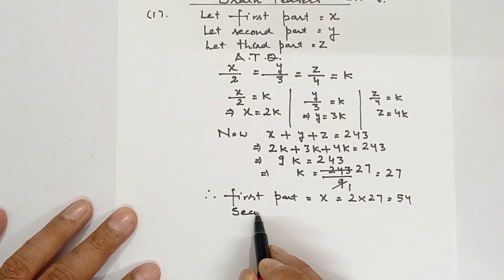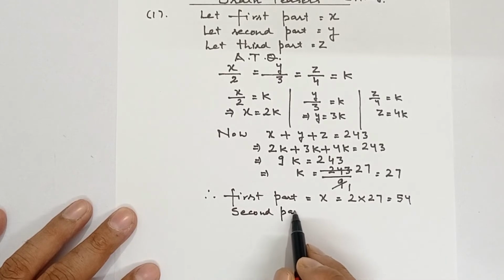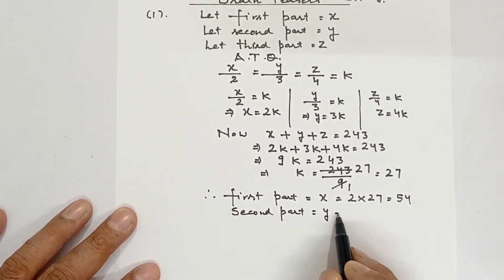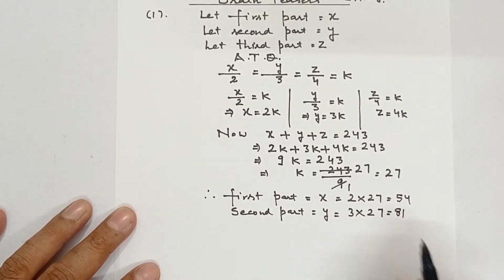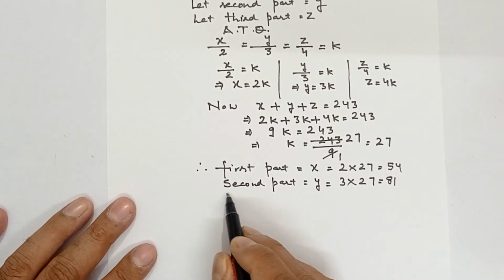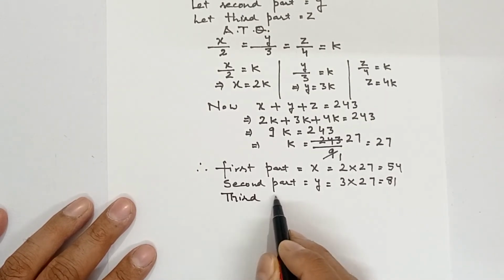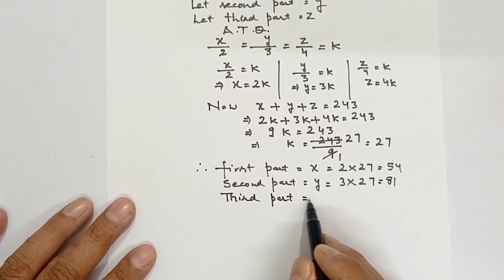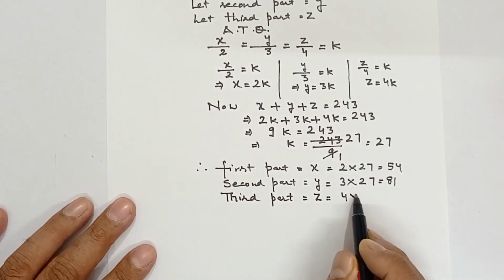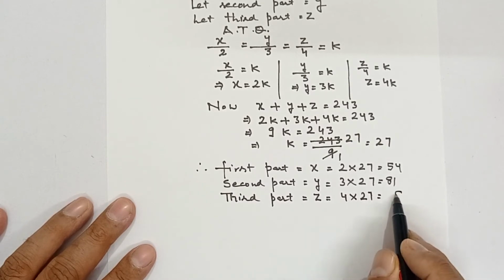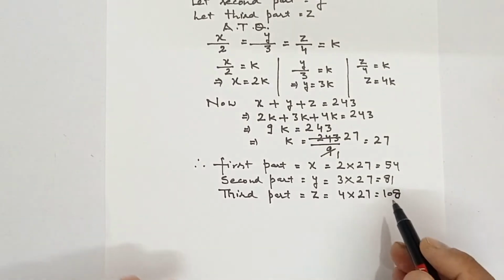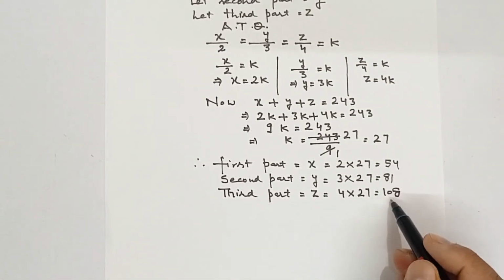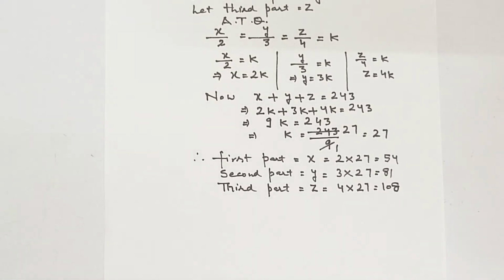Then we will write the second part. Second part is y, and y is 3k. So 3 into 27 and it is 81. Similarly, we will find the third part. So third part is z, and z is 4k. So 4 into 27, that is 108. Now if you add these, you will get 243. So it will be proved that our answer is correct.